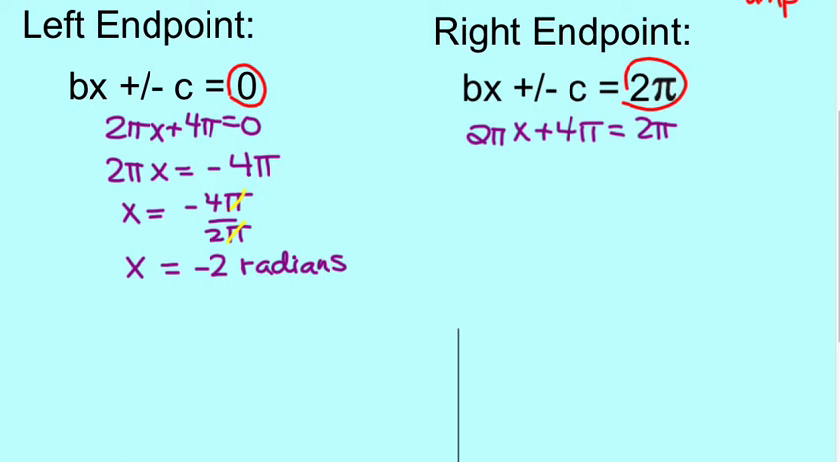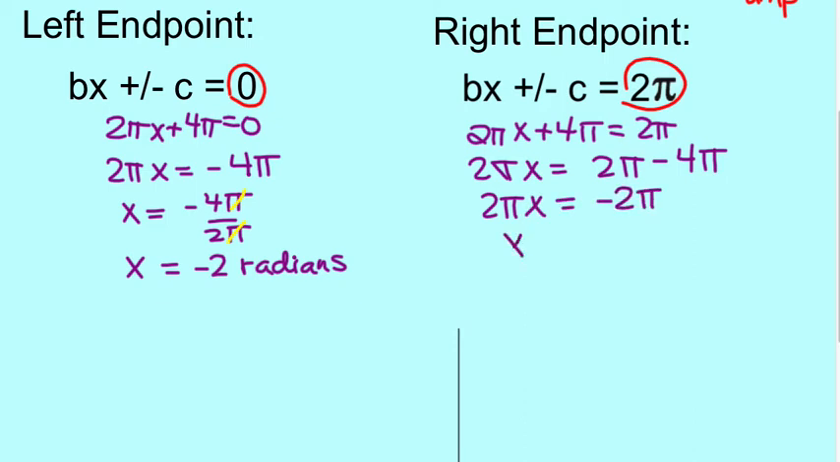Come over to the second equation. Subtract 4 pi. Leave the left-hand side alone for a minute. 2 pi minus 4 pi is -2 pi. Then divide both sides by 2 pi. So -2 pi divided by 2 pi. And you get x equals, pi's cancel, -2 divided by +2 is -1. So you get -1 radians.